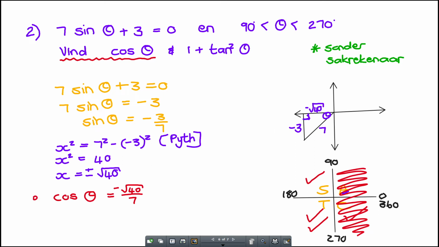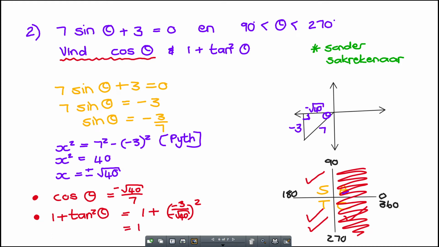Then the second thing that they asked me to do is 1 plus tan squared theta. Okay, so kom ons probeer gou hom. 1 plus tan kwadraat theta gaan mos wees 1 plus, en dan kry ek nou wat tan theta is, en hom moet ek gaan kwadreer. Nou wat is tan? Tan is opposite over adjacent, so minus 3 over minus square root 40.